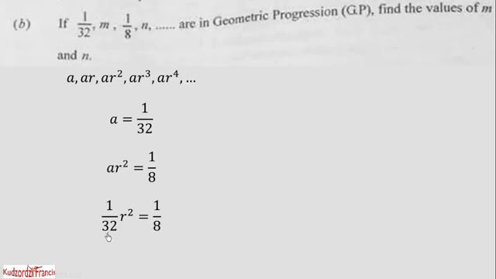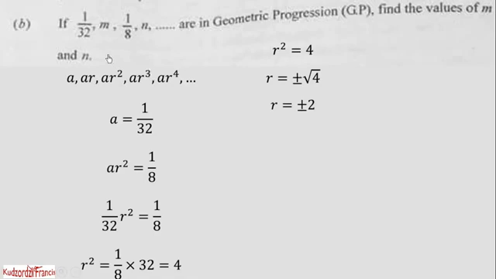So let's multiply both sides by 32 so that we get this. So r squared will be equal to 4. We take plus or minus square root of both sides to get this. So r will be equal to plus or minus 2. The common ratio can either be positive or negative.